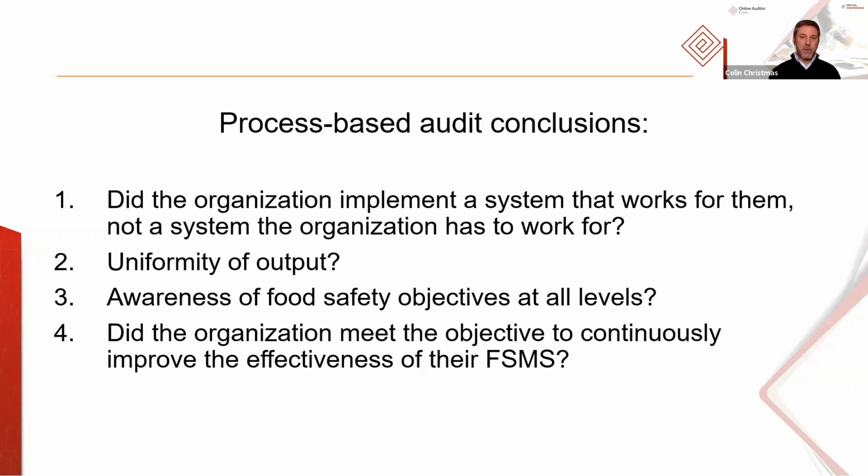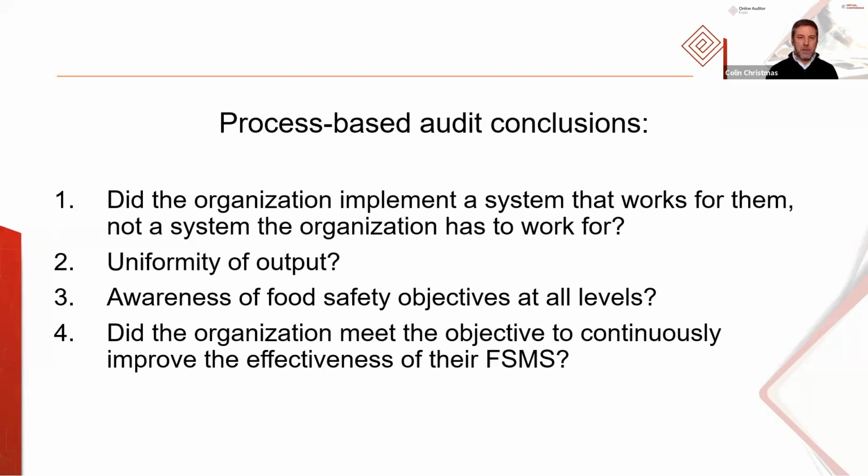And then awareness of food safety objectives at all levels. Have they been fully communicated? Does the organization know what the must-win battles are in terms of food safety? Has that been shared with engineering? Has that been shared with procurement? Has that been shared with logistics, manufacturing, and so on? Has that been clearly understood? And are people all moving in the same direction without conflicts against those objectives?